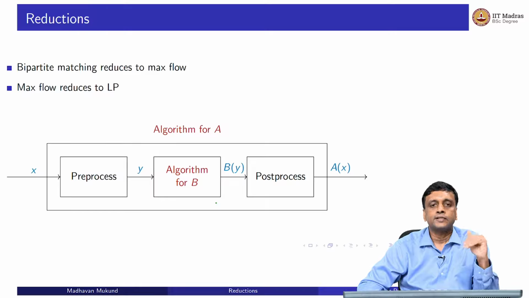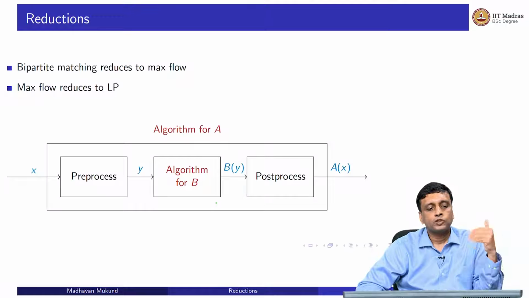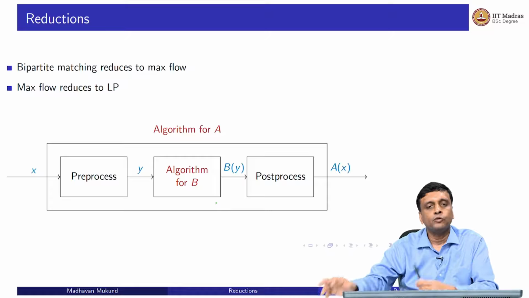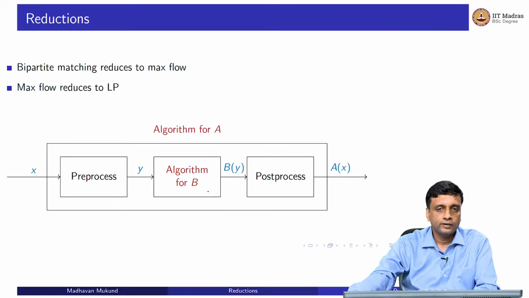One is the capacity constraints, one is this conservation constraint, and then we have this objective function which maximizes the flow through the edges coming out of the source node. Right? So maximum flow reduces to linear programming. Bipartite matching reduces to maximum flow, as we have just seen, and there could be other problems which we are not going to address here, but we will see a few examples later on.